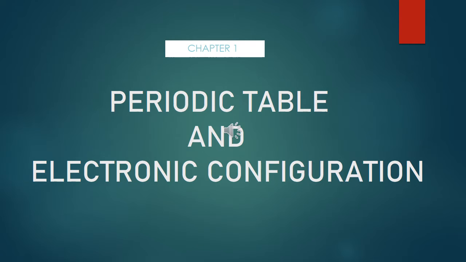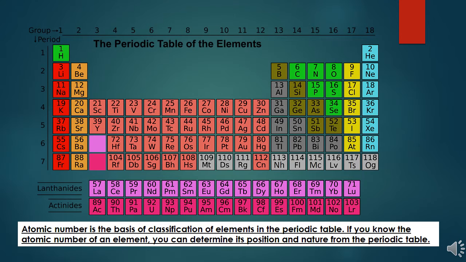Today we are going to learn the first chapter of 10th standard chemistry. The chapter's name is periodic table and electronic configuration. A modern periodic table is given here. You can see from the table that all the elements are arranged in the increasing order of their atomic number.